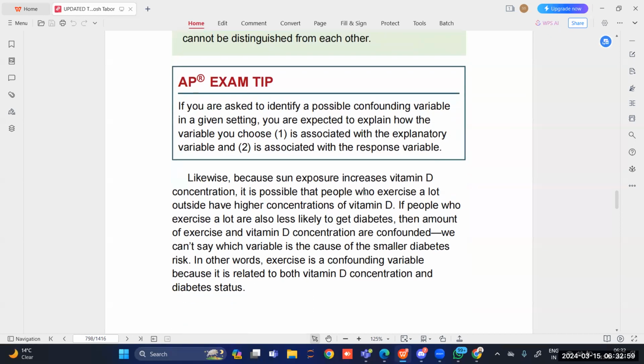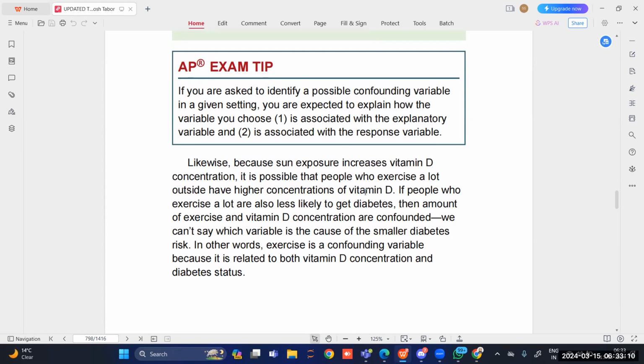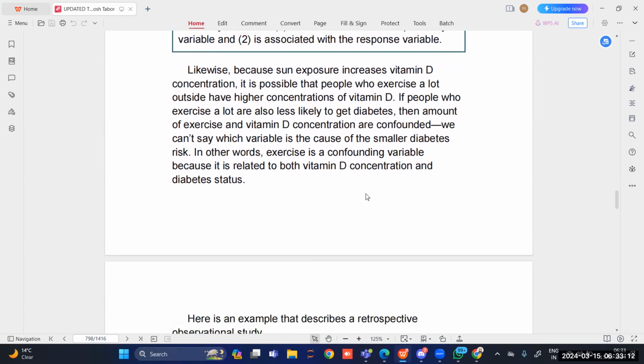If you are asked to identify a possible confounding variable in a given setting, you are expected to explain how the variable you choose is, one, associated with the explanatory variable, and two, associated with the response variable. Likewise, because sun exposure increases vitamin D concentration, it is possible that people who exercise a lot outside have higher concentration of vitamin D. If people who exercise a lot are also less likely to get diabetes, then amount of exercise and vitamin D concentration are confounded. Yes, this is a good term.